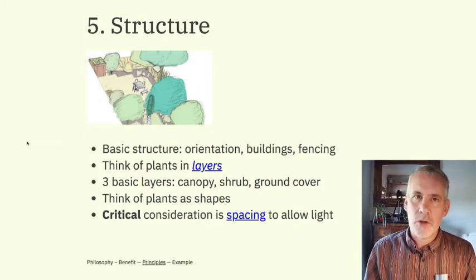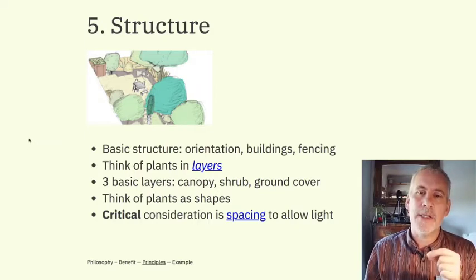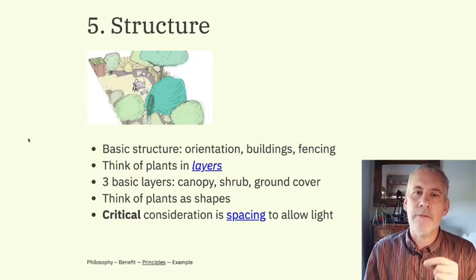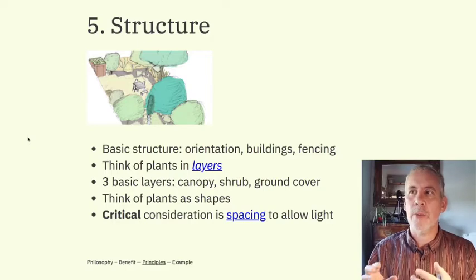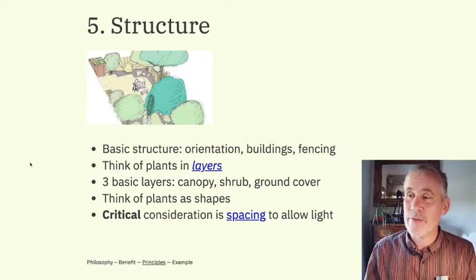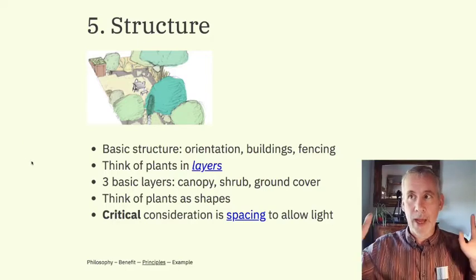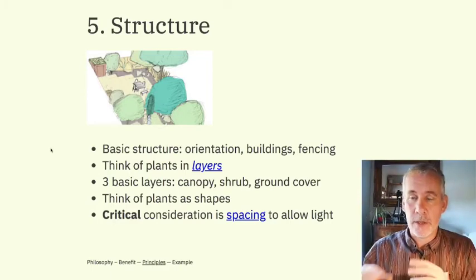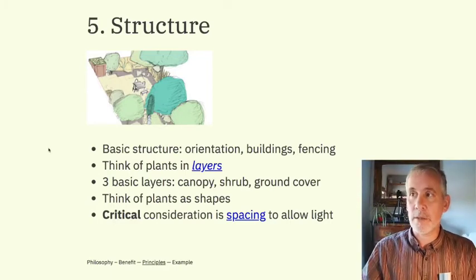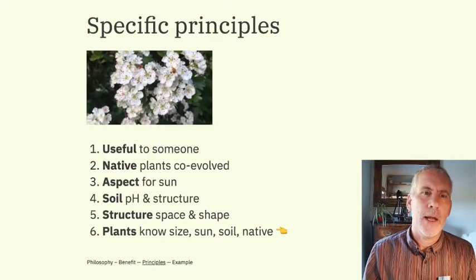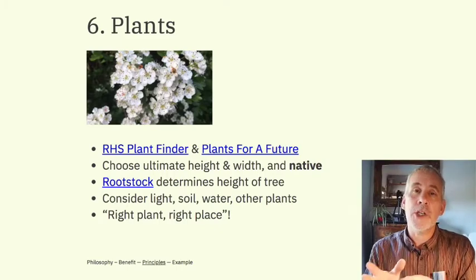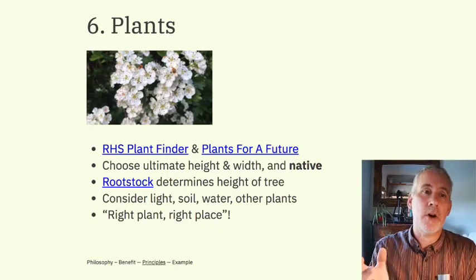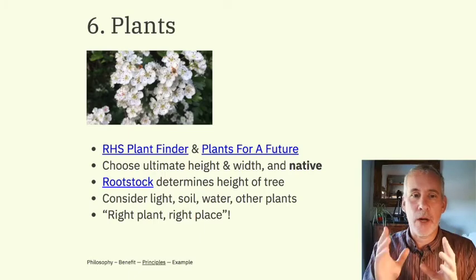And again, tree spacing, the critical consideration is the spacing. Always plant for the right size. Put the right size plant in. That means knowing what the rootstock is for your fruit trees, or knowing the particular size the tree will grow to, to fit that space. Okay, and finally plants. RHS Plant Finder and Plants for the Future: find out what conditions they like and what size they grow to. Right plant, right place.